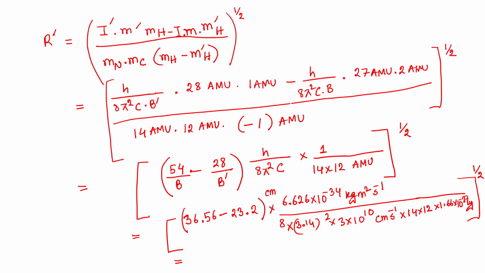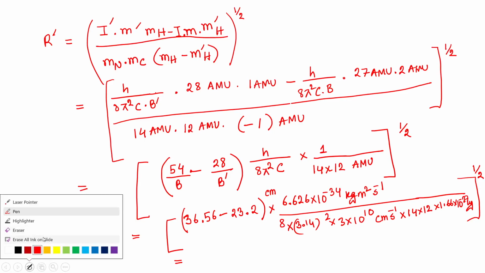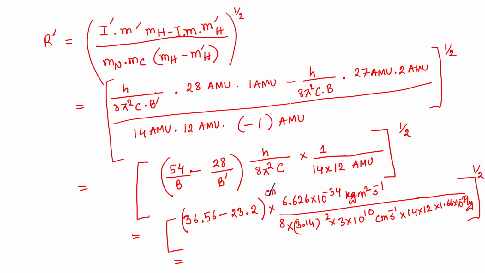So it would be something like 36.56 minus 23.2. First of all, let me cut the units where applicable. Centimeter, centimeter gone. Second inverse gone. Kg, kg gone. So we are going to get something in terms of meter square, and when we take it outside the root, we'll get something in terms of meter. So we are dimensionally correct. That is one assurance we have so far.